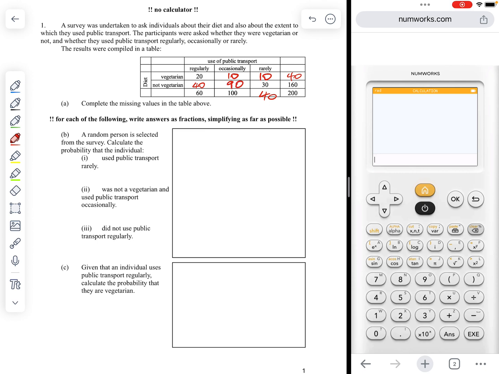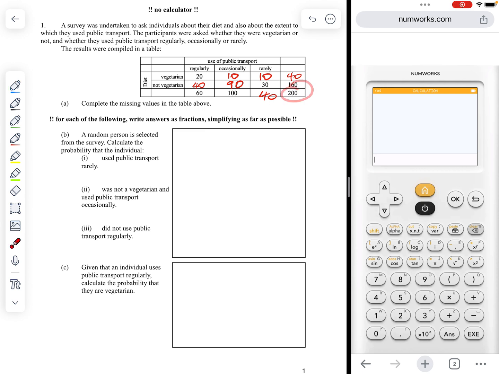Part B. It says at the top here, this is a no calculator question. So we need to answer the following questions as fractions, no calculator, and simplify as far as possible. B1. A random person is selected from the survey. Calculate the probability that the individual used public transport rarely.